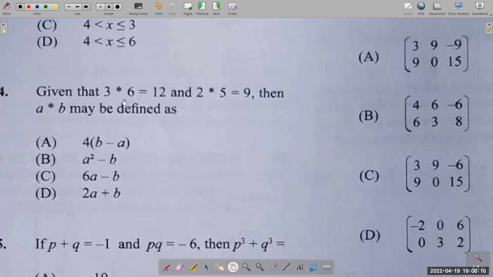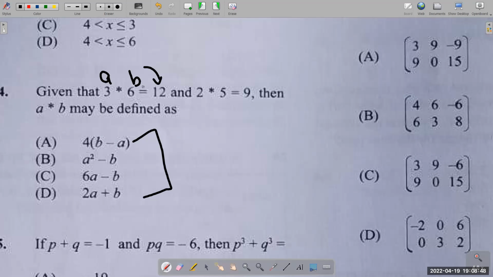Next question, we know this is binary operations. So anytime they tell us a star, it tells us that, oh, this one is different. They gave us the answer and we have to determine what the binary operation is. So we're looking for the pattern. When I have two numbers, 3 and 6, I get 12. When I have two numbers, 2 and 5, I get 9. So which one of these operations gives us the right answer? Keeping in mind the first number is always the A, the second number is always the B.